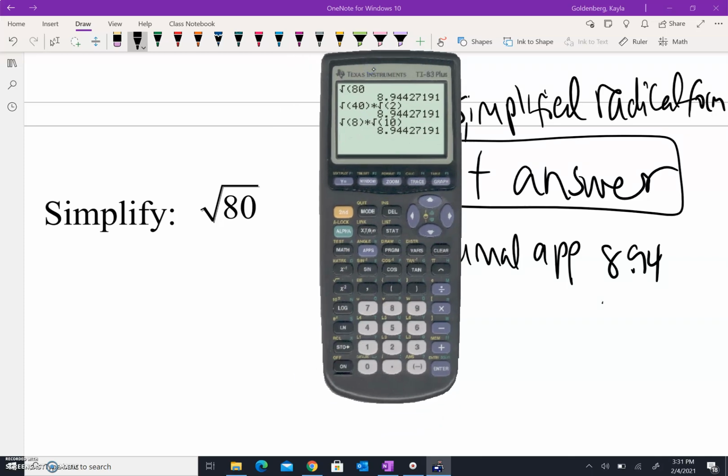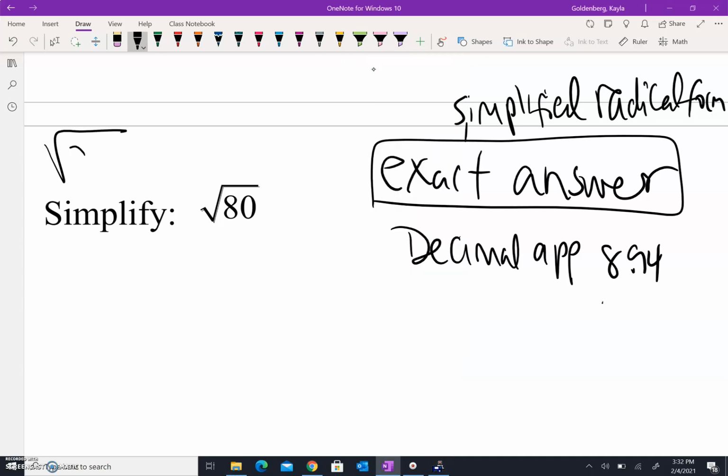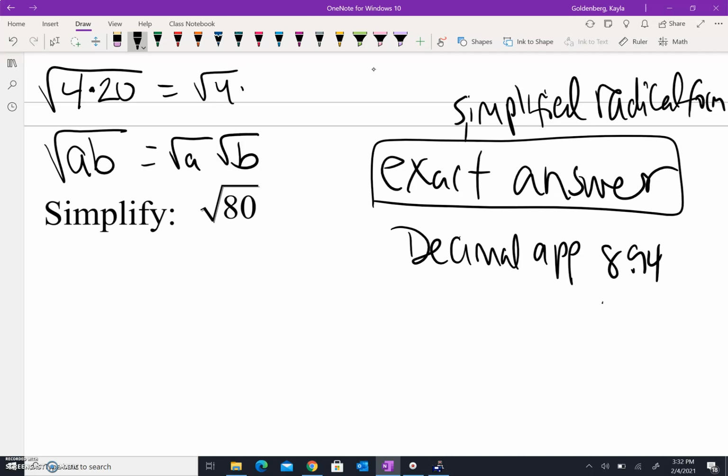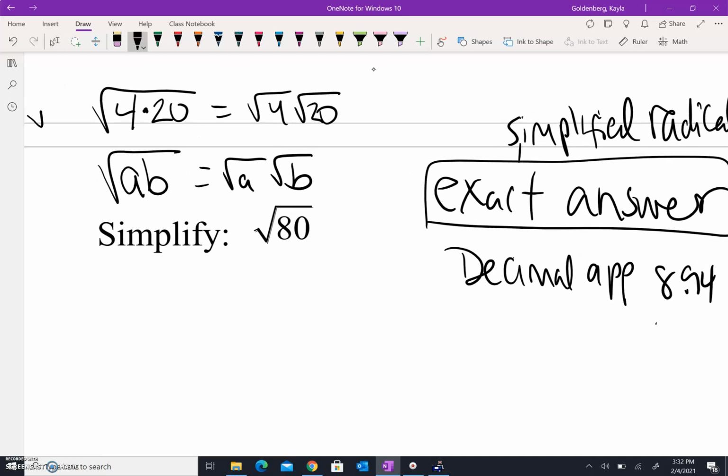So you probably have guessed that we can break it up by multiplication. A general rule would be something like that: the square root of a times b. It's kind of like the square root of 80, which I could write as 4 times 20 maybe. I can break it up as the square root of 4 times the square root of 20, if that makes sense. So this is how we can break up the square root of 80.